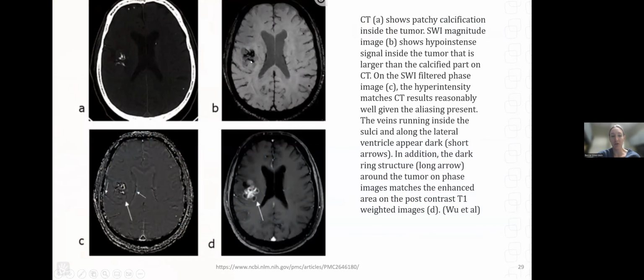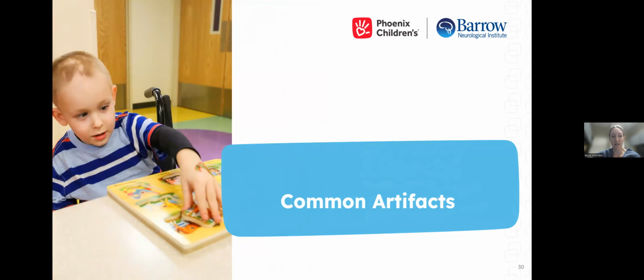So you see new blood vessels and calcium products, and that was how you've been able to use your SWI images again to differentiate between blood and calcium, which can be important for management. So those are just some of the basics of different images, ones that we tend to use very often. So let's go into some common artifacts that you can see.